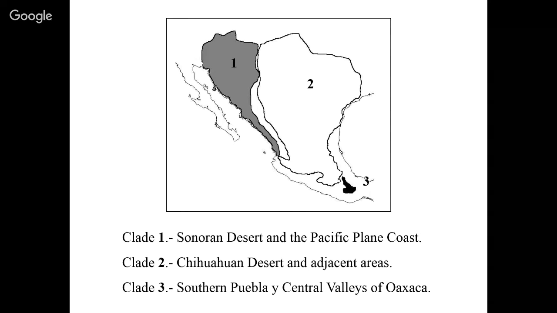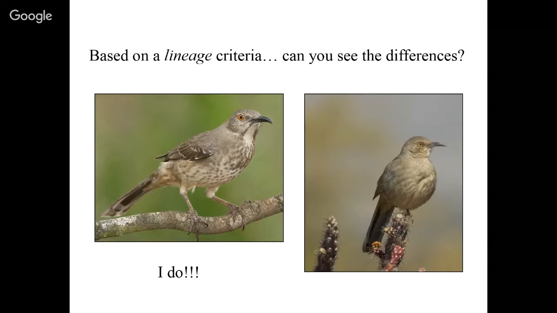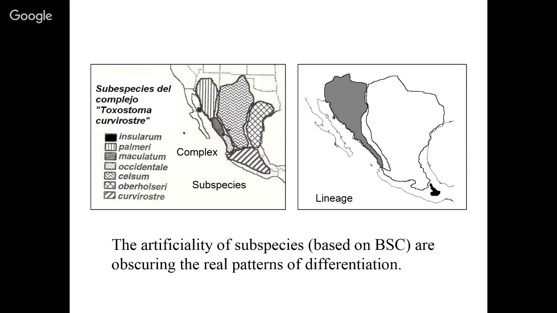Okay, now based on lineage criteria, can you see the differences in this slide? I wonder if you do, but I do. Well, in your opinion, what would be the proper unit for modeling? If we compare the two images within this slide, we can see the whole complex represented by the sum of all subspecies as one unit. You can see a single subspecies as a unit, or you can see in the other map the proposed lineages. So, from my point of view, the artificiality of subspecies based on the biological species concept is obscuring the real patterns of differentiation.